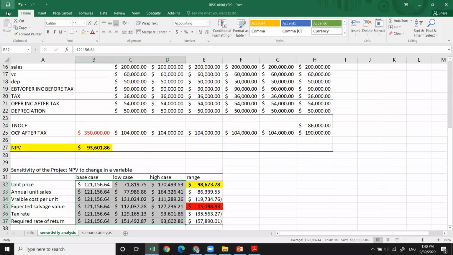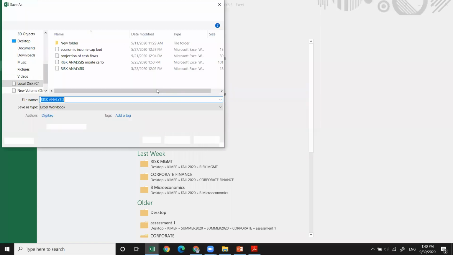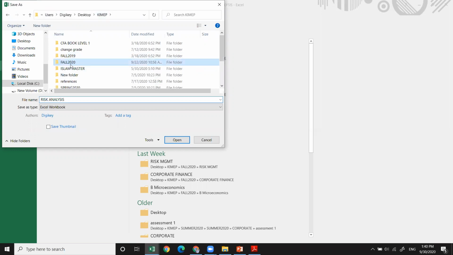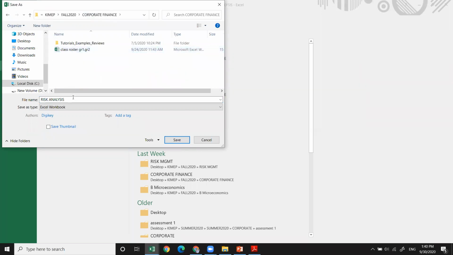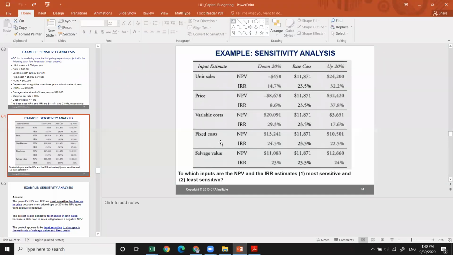Okay, let me save this example. Risk analysis: sensitivity and scenario. Okay, this was a sensitivity analysis. Same thing they did in here, exactly, performance was here.